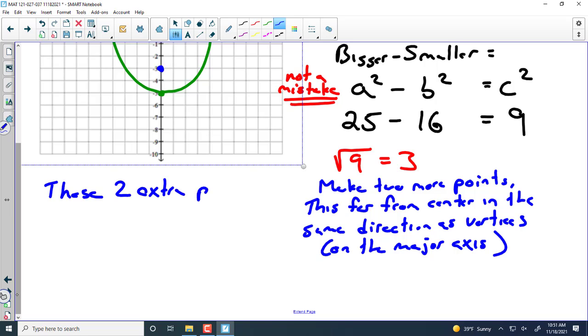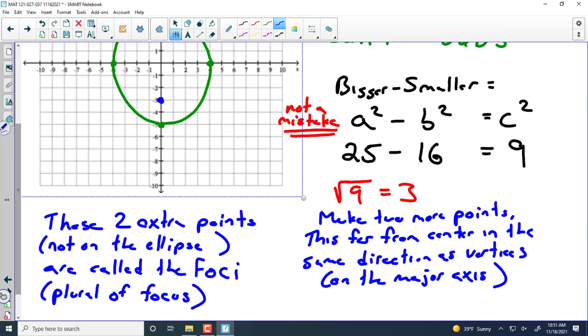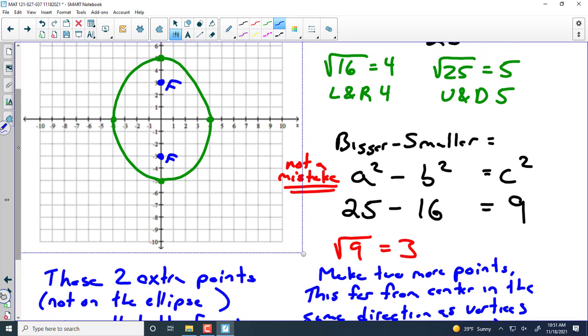These 2 extra points that are not on the ellipse itself are called the foci, which is the plural of focus. I would much rather say focuses, but they're not. They're called the foci. Each one of those is called a focus of the ellipse. Each one of these is called a focus of the ellipse. What's being focused? Well, that's a good question.